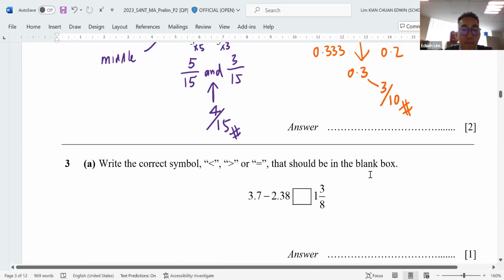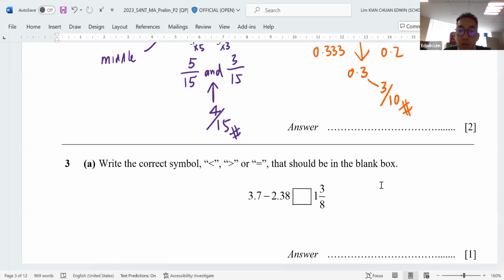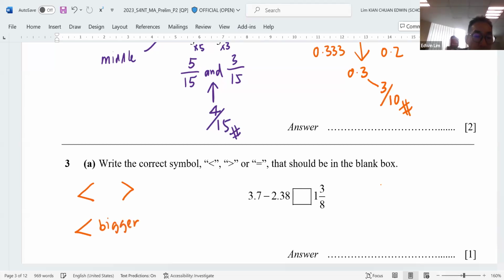Question number 3. Write the correct symbols so that it should be inside the blank box. To do this question, you must understand this and this. All right, look at this just like a mouth. You always want to go to the bigger, or you want to eat the bigger share. So where's the bigger number? Bigger number will be here. For these symbols, as for this one will be the bigger number. All right, treat this just like a mouth. So it always eats a bigger share.